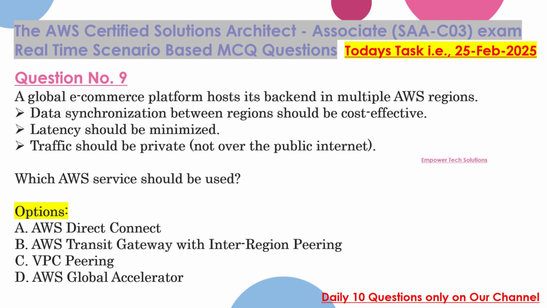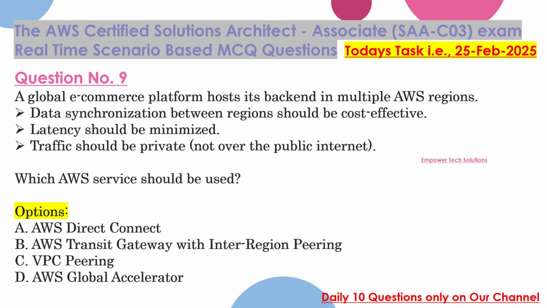Question 9. A global e-commerce platform hosts its backend in multiple AWS regions. Data synchronization between regions should be cost-effective. Latency should be minimized. Traffic should be private, not over the public internet. Which AWS service should be used?